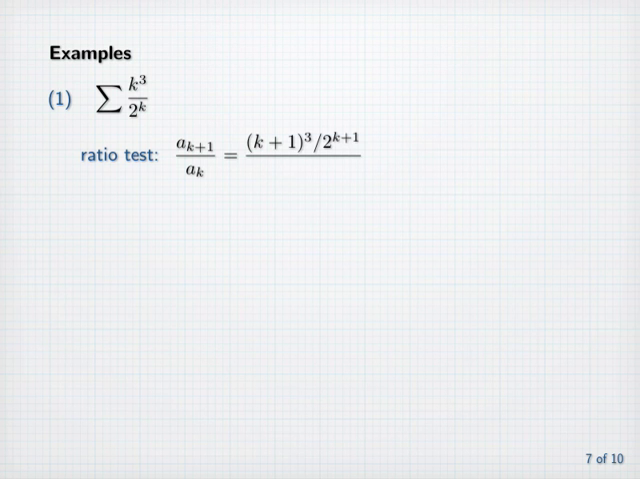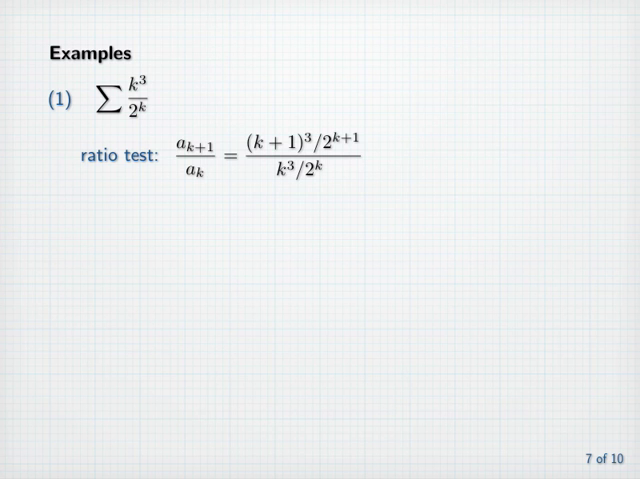Examples. Let's determine whether the sum of k cubed over 2 to the k converges or diverges. To perform the ratio test, we look at the ratio of the k plus first term, a sub k plus 1, to the kth term, a sub k, where here a sub k plus 1 equals k plus 1 cubed over 2 to the k plus 1, and a sub k equals simply k cubed over 2 to the k.